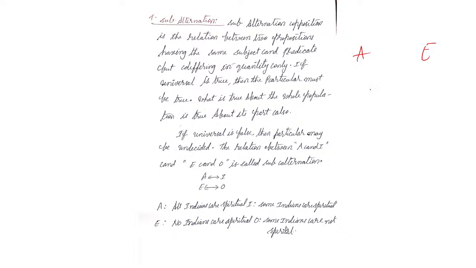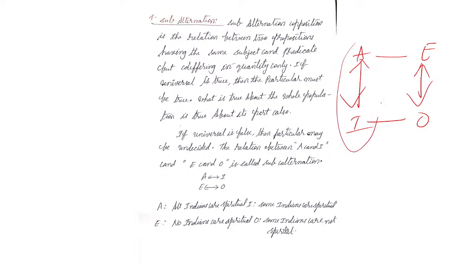A, E, I, O. These are subaltern. These two are called subalterns. A, I and E, O. These two are the subaltern relation. Subaltern opposition is the relation between two propositions having the same subject and predicate. Both have the same subject and predicate, but differ in quantity only.